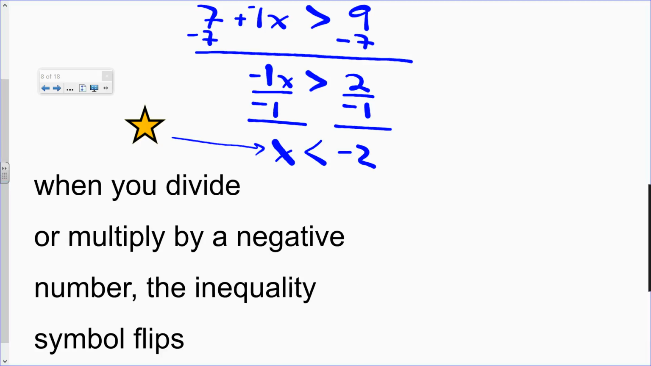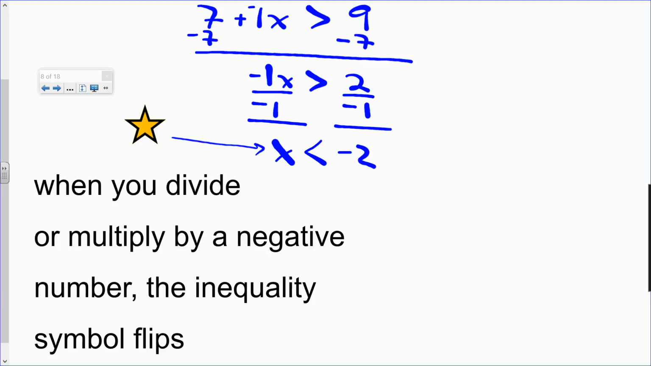That's the only difference when we're dealing with inequalities versus equations. Everything's the same, getting x by itself. It's just when you divide or multiply by a negative number, that symbol flips. Hold the question real quick. Let's graph now. Well, before I graph, I'll take a question.